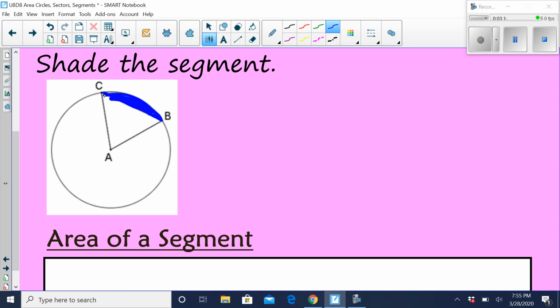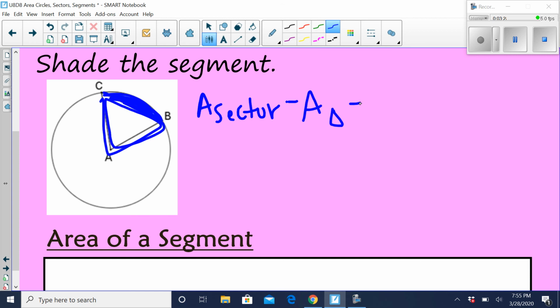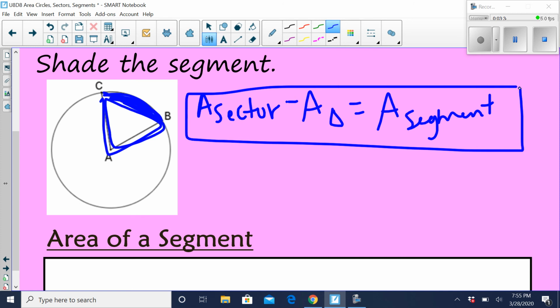In order to find the area of the segment, there's multiple steps to it. We are going to start with the area of the sector, which we found on the last page. Subtract out the area of this triangle right here. Okay, so subtract the triangle, and what would be left over is the area of the segment. And that's going to be our method for solving on the next couple problems. So the sector minus the triangle equals the segment.